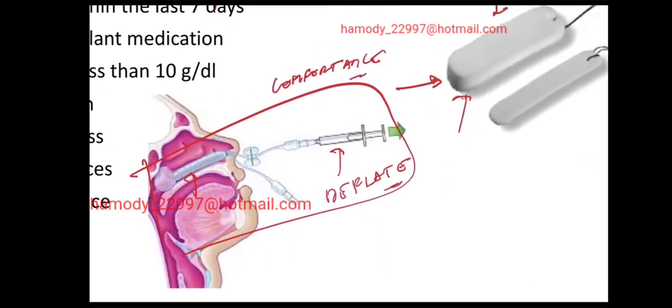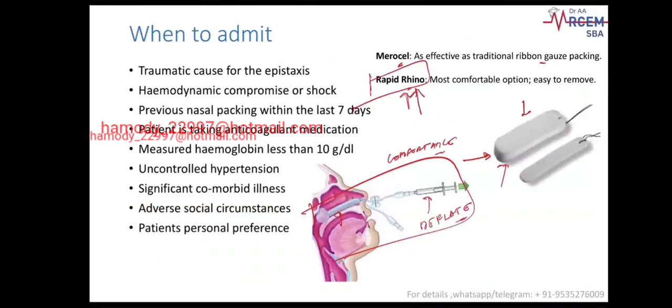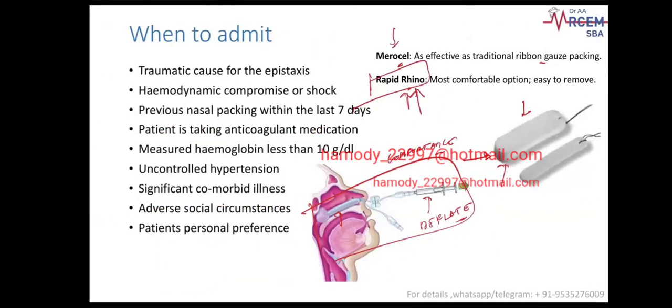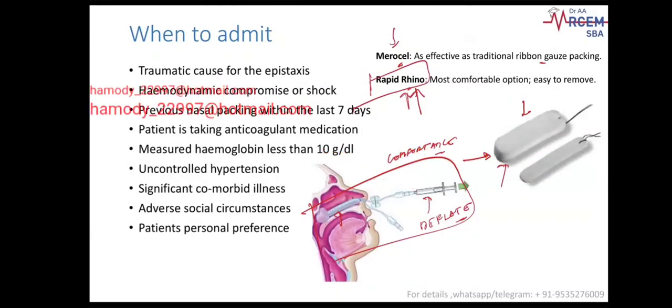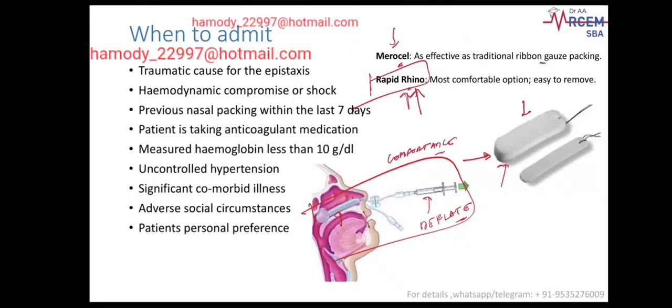So given the option, always choose Rapid Rhino over Merocel over ribbon gauze packing. Ribbon gauze packing is outdated. Either you're using Merocel or Rapid Rhino. Which one is preferred? Rapid Rhino is preferred.